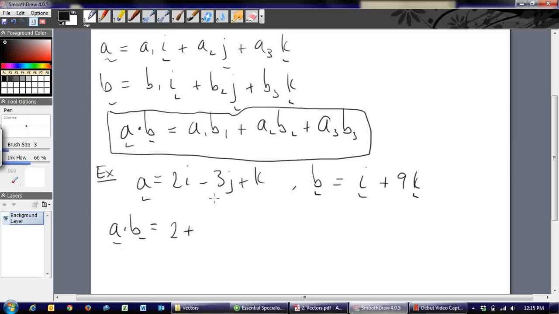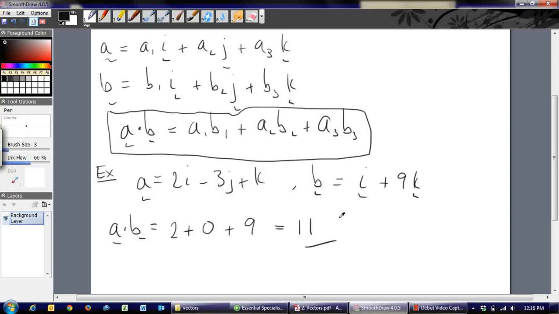2 times 1, so that'll be 2, plus, let's multiply the j components together. Here we have negative 3, over here we have 0. There's no j component over here. What's negative 3 times 0? 0. And here, let's multiply the k components together. You've got 1k here, you've got 9k here. 1 times 9 is 9. So A dot B is equal to 11. That's how simple finding the dot product is of two vectors, if they're written in i, j, k form. Very, very simple.